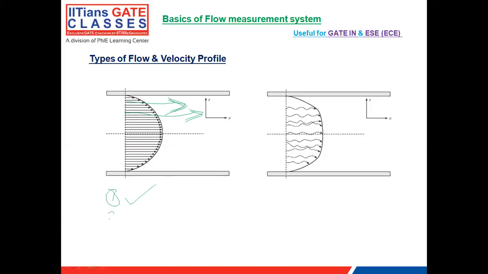Second point is, if you see the velocity profile here, it is like that. This is the velocity profile. This is the shape of a parabola, right? So the velocity profile is parabolic. First point is particles moving in highly ordered manner. Second point is velocity profile is parabolic. What is the third point that we noticed here?